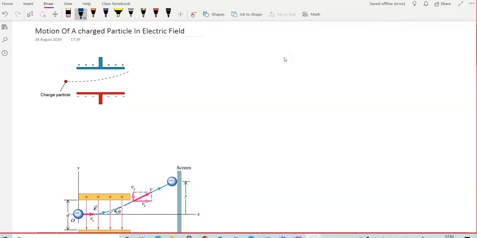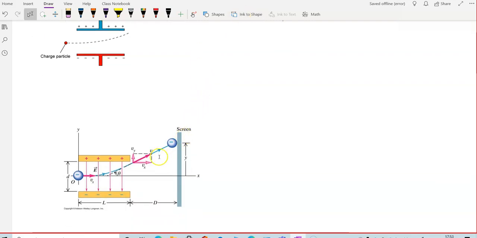This is the class on motion of a charged particle in an electric field. We are going to prove that if a charged particle enters an electric field, then it will describe a circular path. Our problem is to find the deflection produced in the charged particle when it goes out of the electric field. And in the second diagram, you can see on the screen at which point it will strike. All these we can determine.